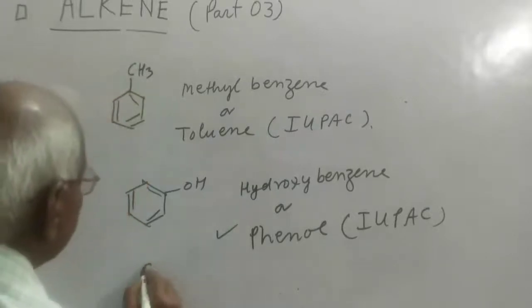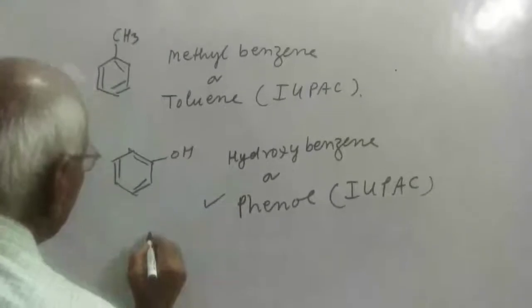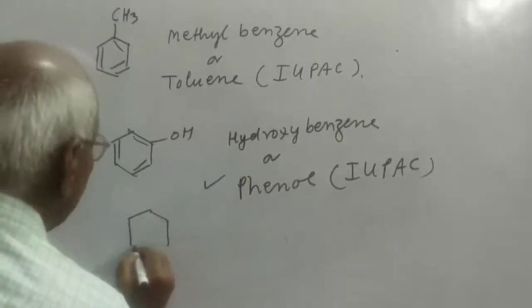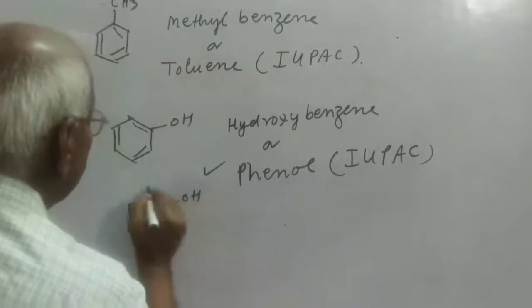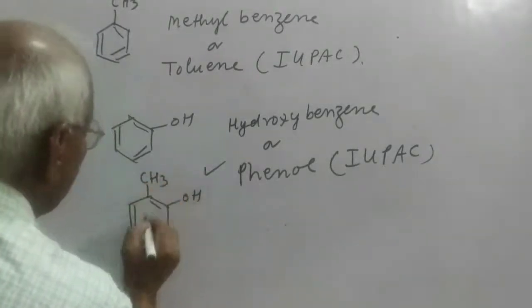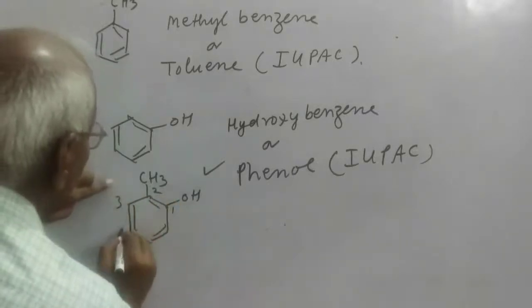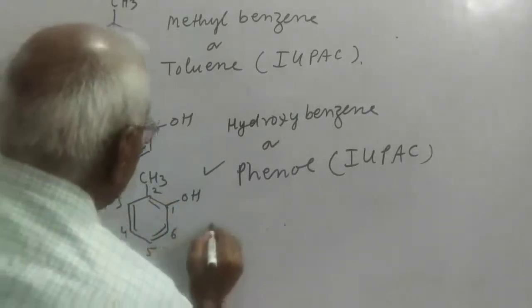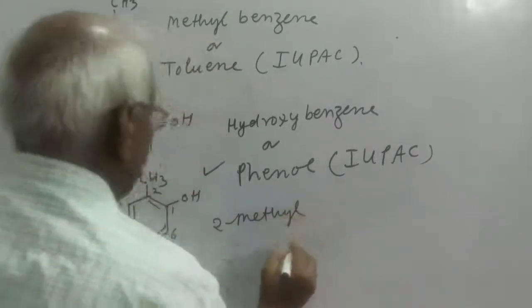If I add CH3 in the same structural formula, it is OH and this is CH3. So it is the substituent. So the name will be, numbering 1, 2, 3, 4, 5, 6, 2-methylphenol.